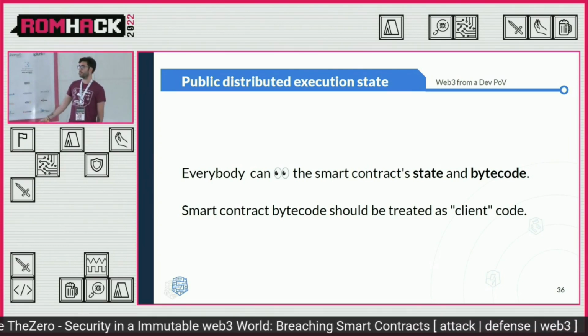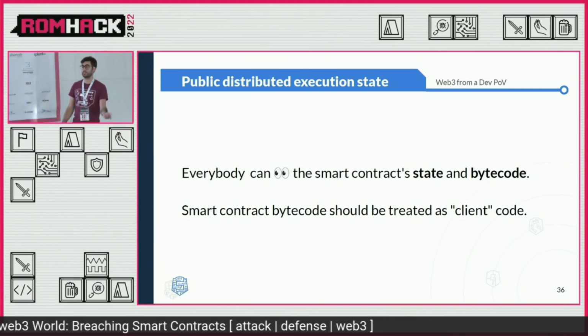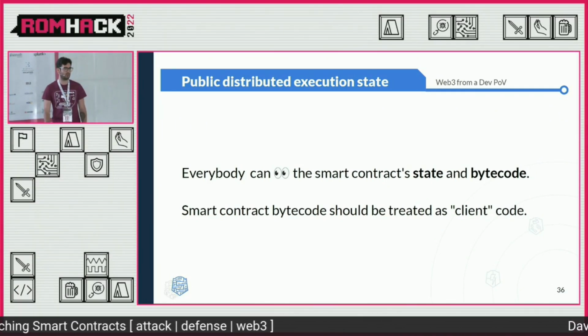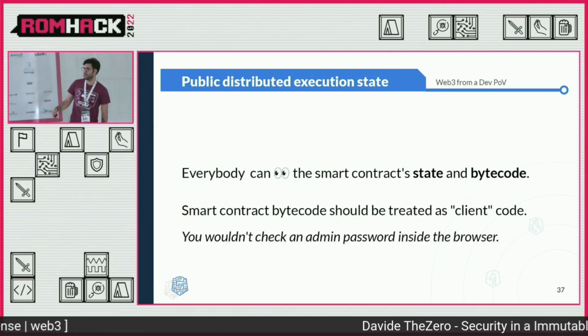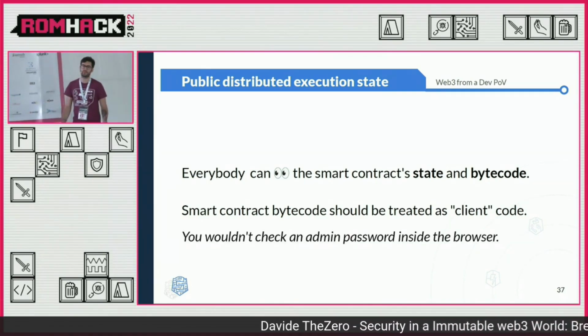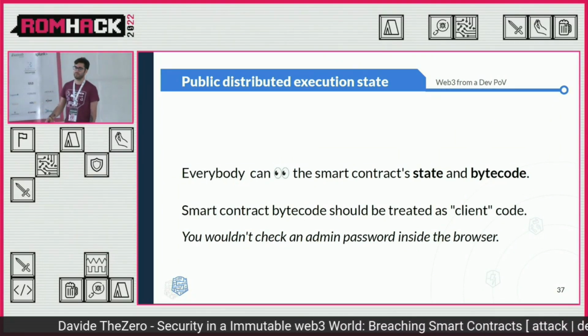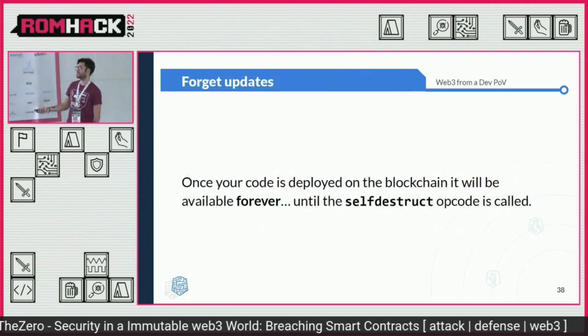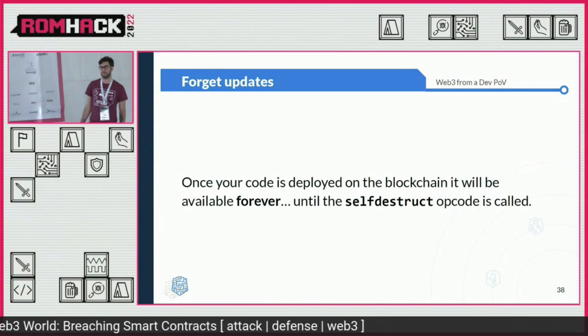So a smart contract should be treated as client code, like the JavaScript that runs in your browser or the mobile application on your phone. And since you wouldn't check an admin password inside the browser, you wouldn't do it inside a smart contract. And if you're doing it, consider upgrading and fixing this bug.